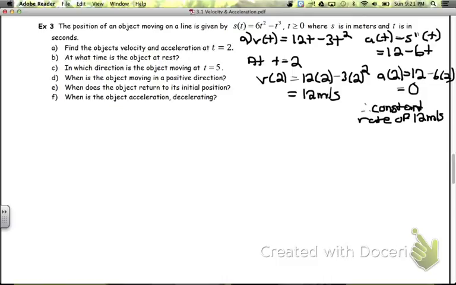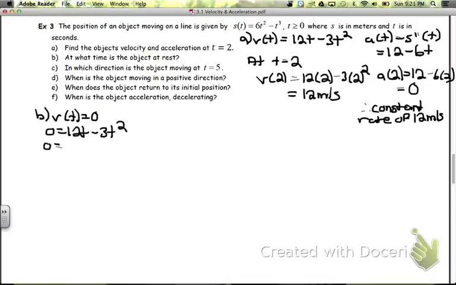So then in B, at what time is the object at rest? When we're talking about an object being at rest, we're going to look at our velocity. And we know that our velocity will be equal to 0 when our object is at rest. If we were thinking about that as our graph, you could think about that as when we have a horizontal tangent. So we set our velocity equal to 0, so 0 equals 12t minus 3t squared.